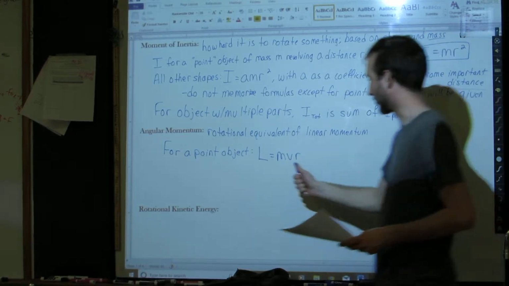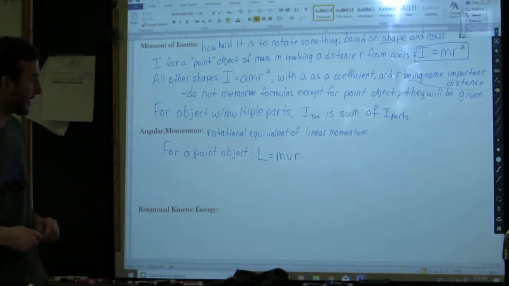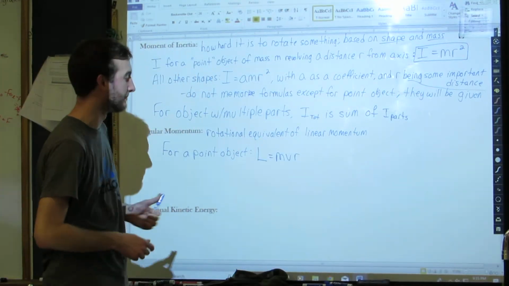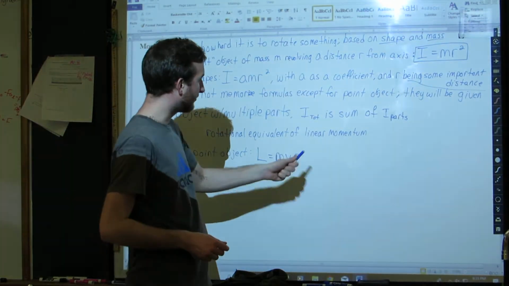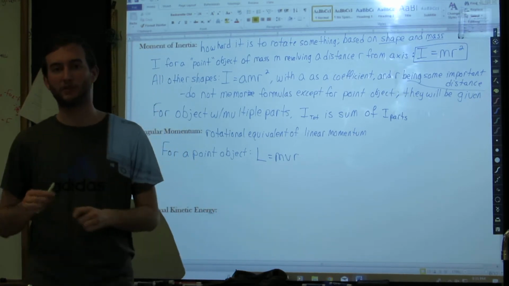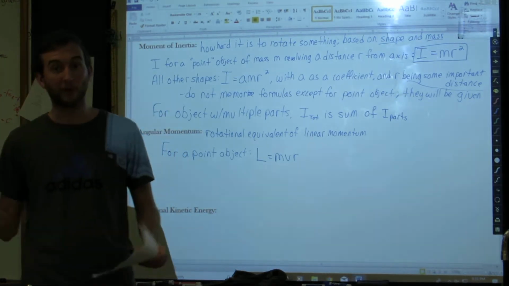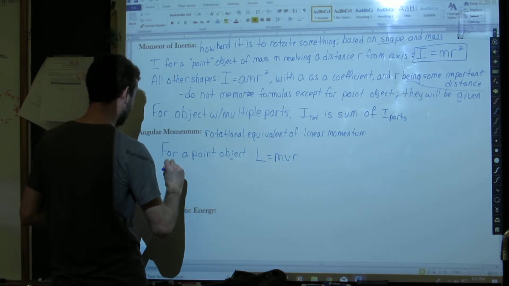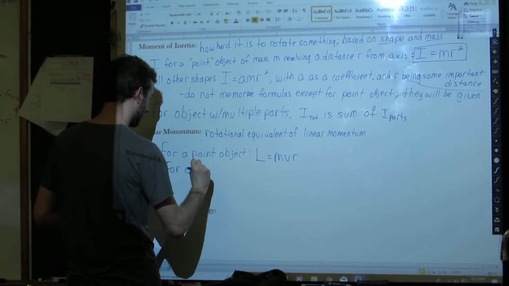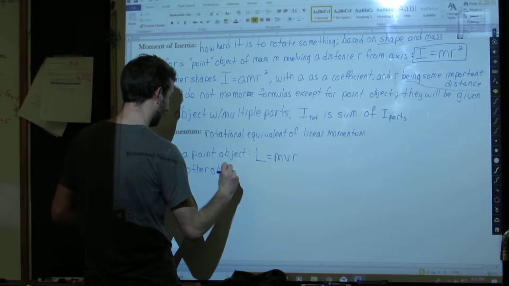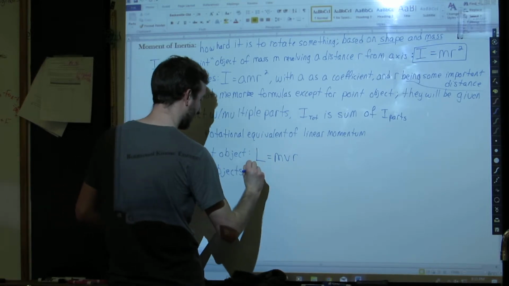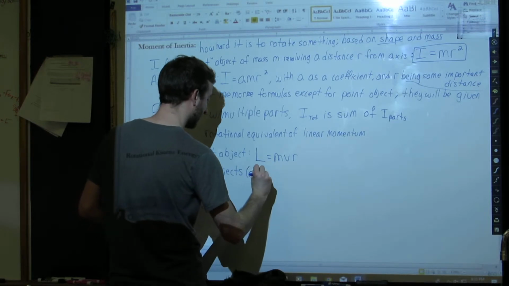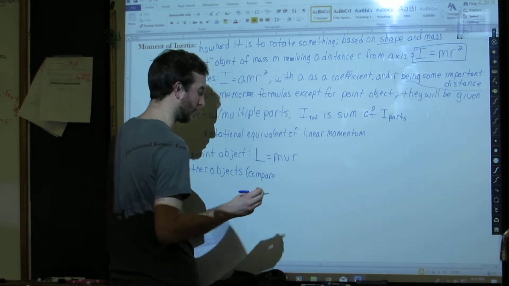Angular momentum. We were talking about L equals m times v times r. Yeah, that should be good, but now I'm standing right in the way. We were talking about L equals mvr for a point object that's revolving around some central axis. For other objects, we have the following. And actually what we're going to do is compare this to the old linear momentum formula.